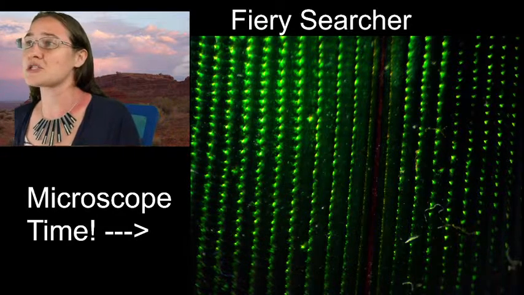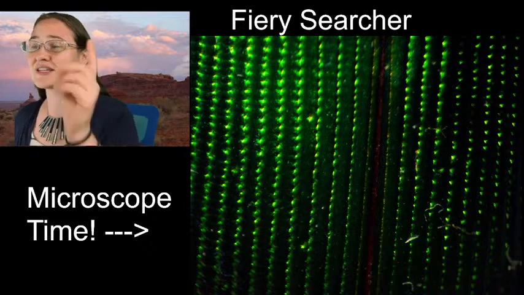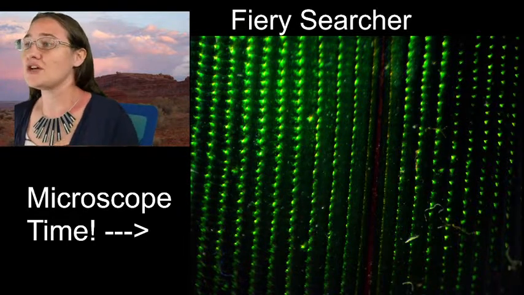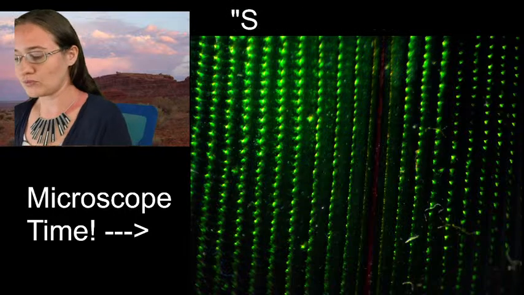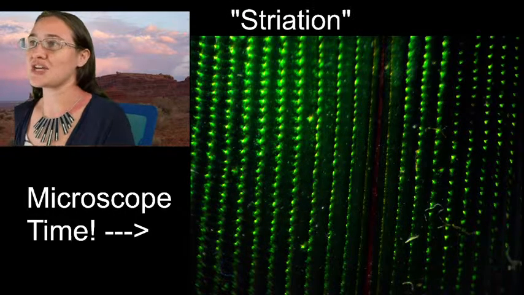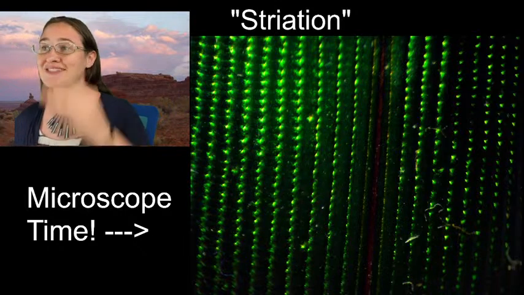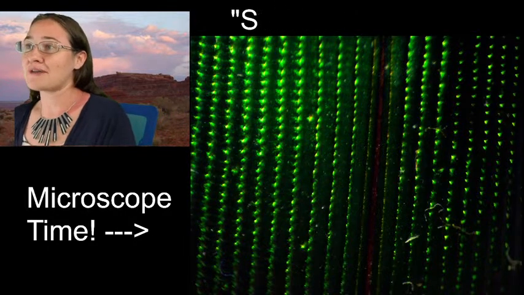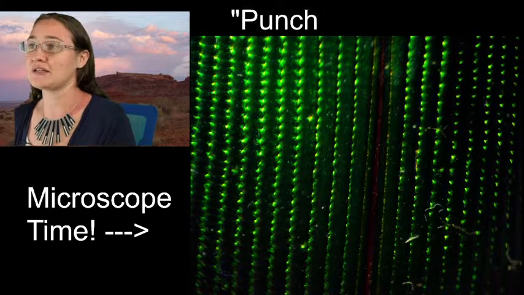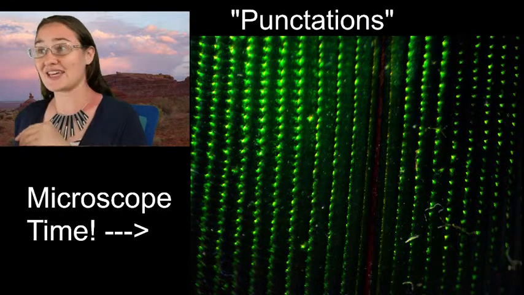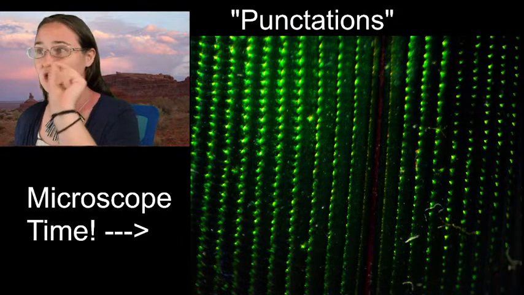So we'll call these punctations and not, what's the other word for them? Striations. So, striation is going to be one straight line that's all even, and then punctations is when you see like this. These are punctations where they're individual spots.